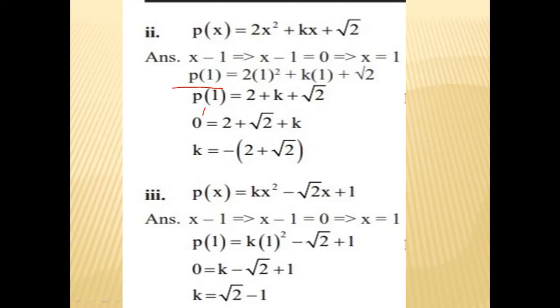Therefore, p of 1 is equal to 2 into 1 square plus k into 1 plus root 2. Write it as it is. 2 into 1 square is 2, plus k into 1 is k, plus root 2. Therefore, p of 1 is 0, which is equal to 2 plus k plus root 2. k is equal to 2 plus root 2 shifted to the left side. We get minus of 2 plus root 2, or minus 2 minus root 2.